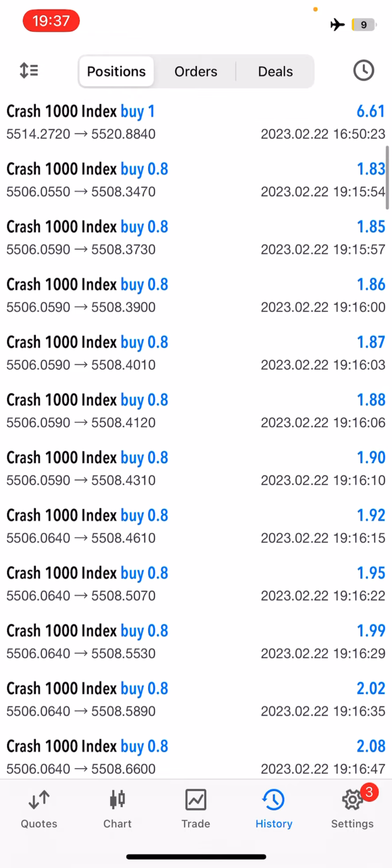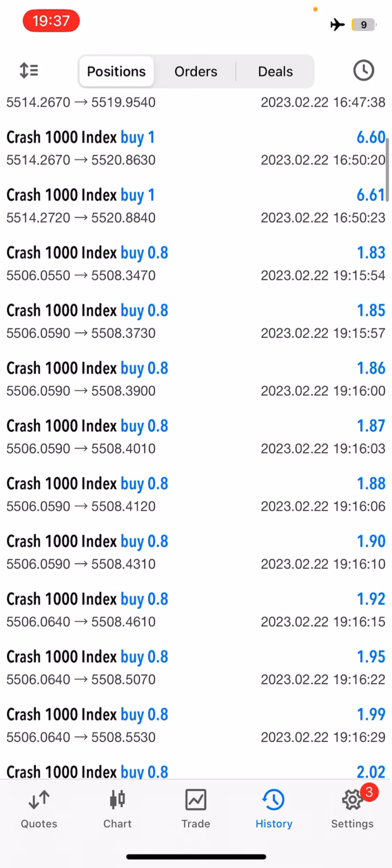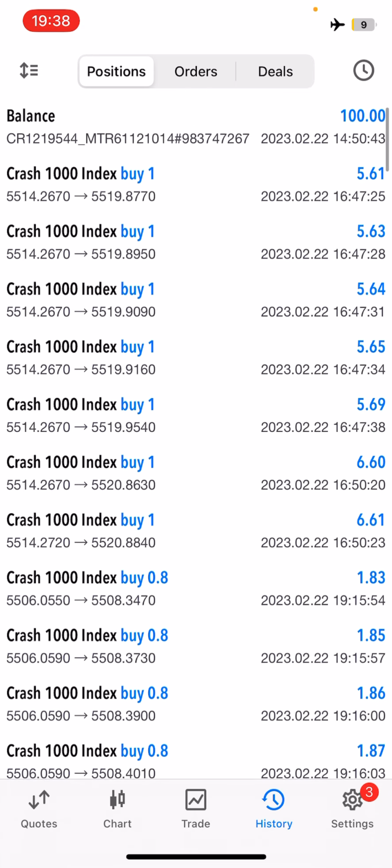I'll also share with you guys the settings for this strategy so that you'll be able to learn and understand what we will be talking about when we are talking of trading. So this is the strategy that I used to make these trades.